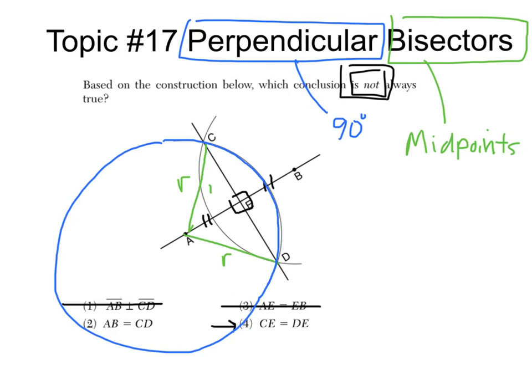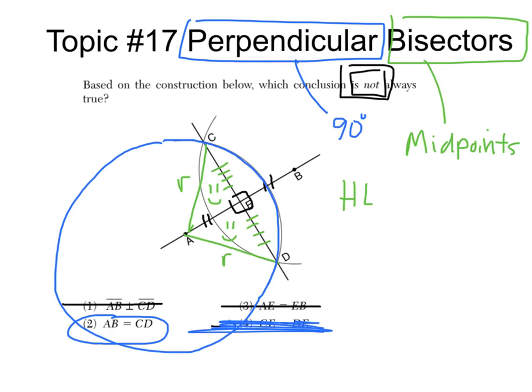These two triangles are congruent to each other because of hypotenuse leg. So because of hypotenuse leg, these two triangles are congruent to each other, and that forces these two sides to be identical to each other. We're looking for the one that's not true. It would not be that choice.